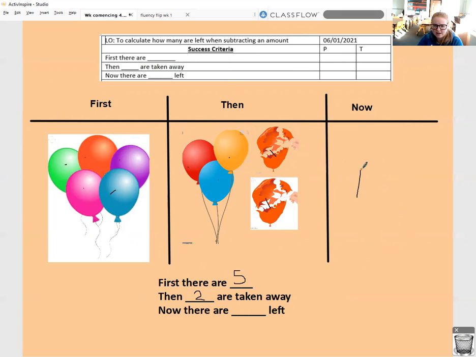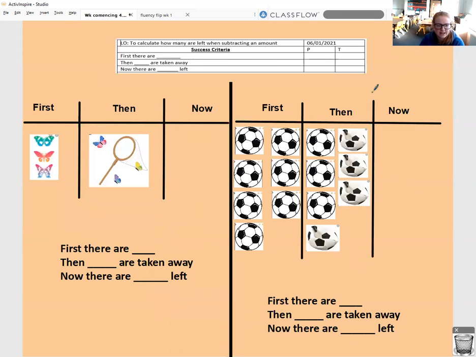Let's draw these in here. 1, 2, 3. Now there are 3 left. Fantastic. Let's look at these butterflies.